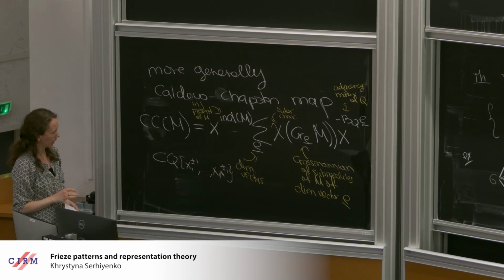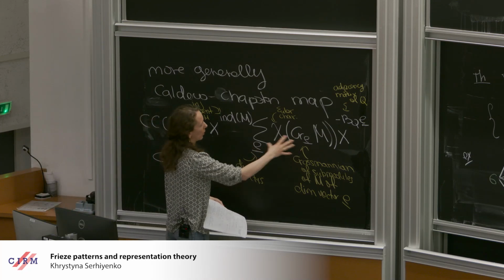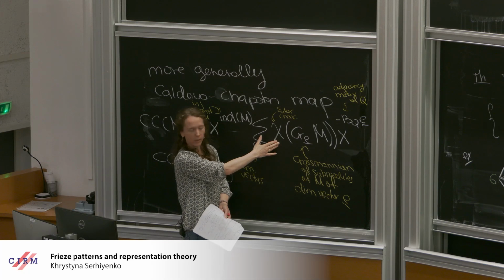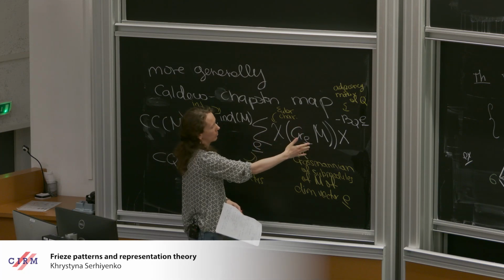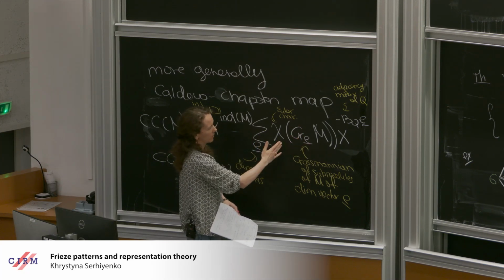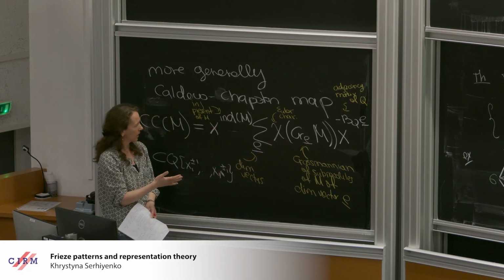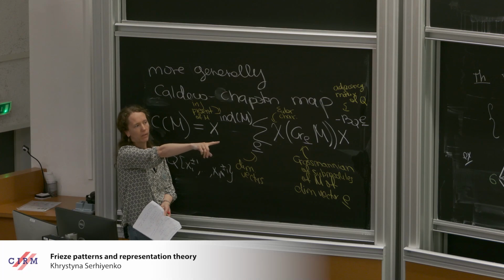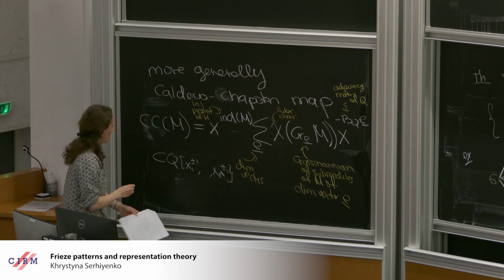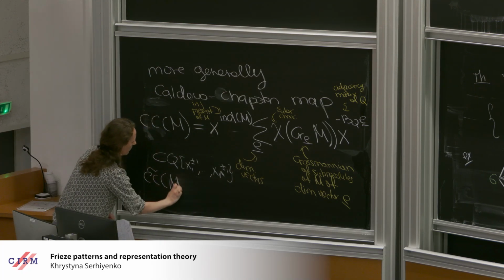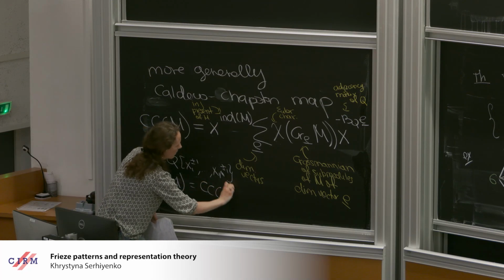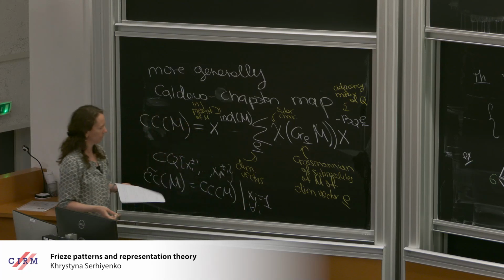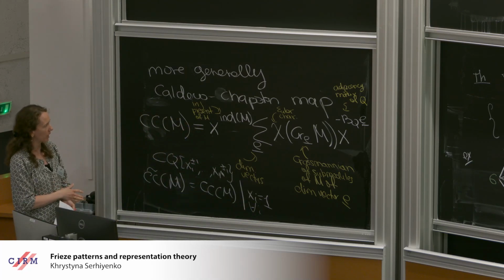And in particular, this actually counts submodules. In type A, this Euler characteristic is either 0 or 1. It is 0 if there is no submodule of this dimension vector of M. It is 1 otherwise. So in type A, if I specialize all the x's to 1, I recover that formula, CC tilde of M. So CC tilde of M is the CC of M specialized when all the xi's are 1. Okay, so in type A, it counts the number of submodules.